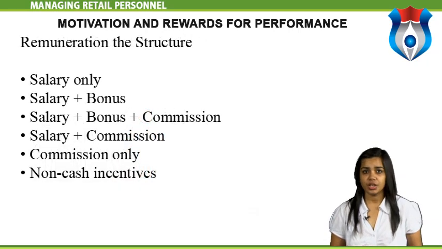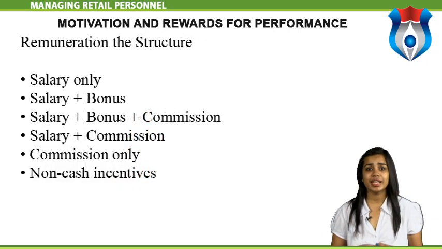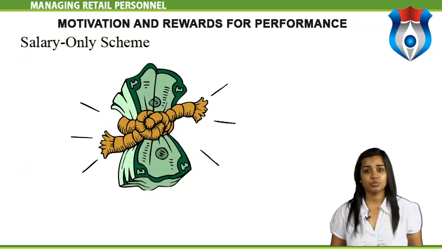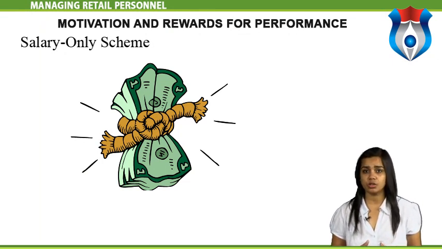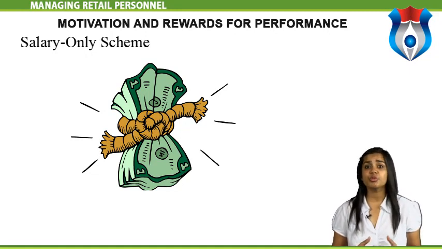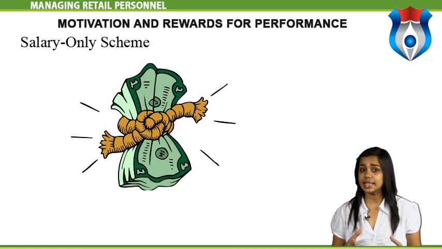Remuneration and structure. Remuneration for the salespeople can be structured in any of the following ways. Salary only, salary plus bonus plus commission, salary plus commission, commission only, non-cash incentives. Salary only scheme. The scheme is chosen as follows: when product sales cannot be related to individual effort, where the focus is on non-selling activity also, where it is unethical to create a strong product push, where setting individual targets is difficult, where sales have a partial influence on profitability, where representing the company is more important than mere sales.